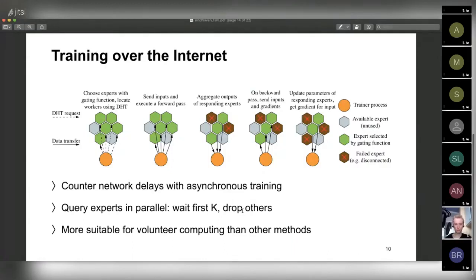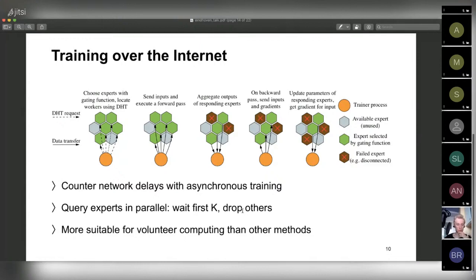Then on the backward pass, you do the same thing. You send the inputs and the gradients to those experts which have responded to you. Some of them might fail at that step, but still you can update the parameters of those experts which have responded, and then you get the gradient for the input and you continue with your backpropagation. So we can proceed in this manner and train a network basically for an indefinite amount of steps.